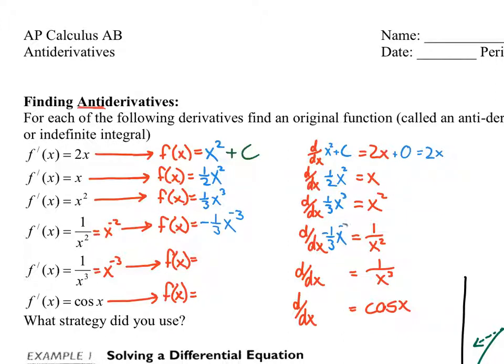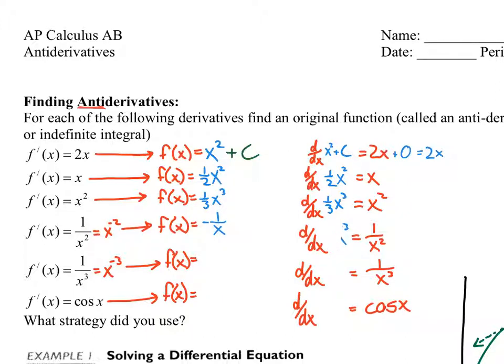Negative 1/3 x to the negative 3. Negative 1/3 times negative 3 would be 1. And then if I took the derivative of that, x would now be to the negative fourth. So our power's a little off there. Negative 1 over x, yeah, that's what I said.